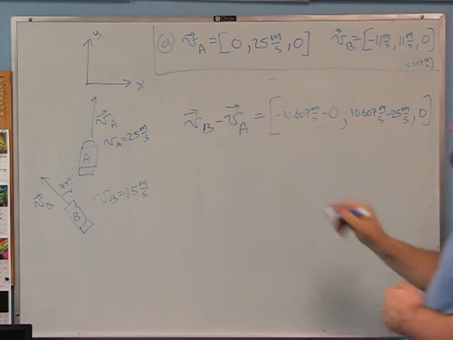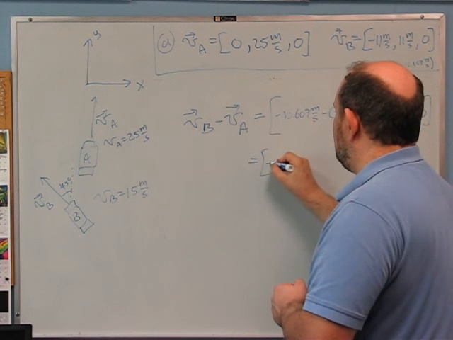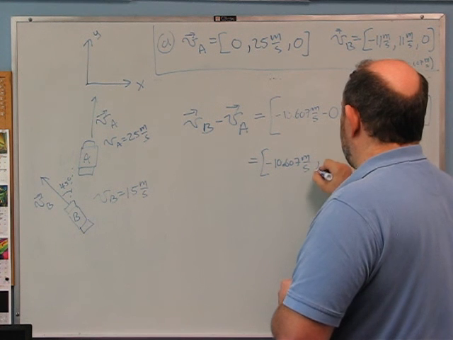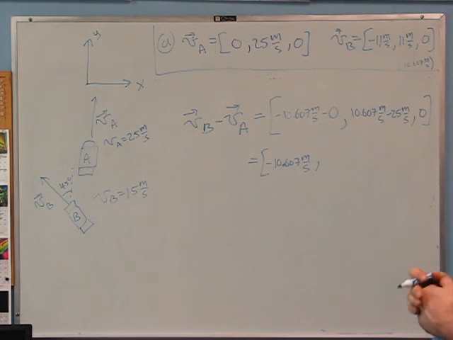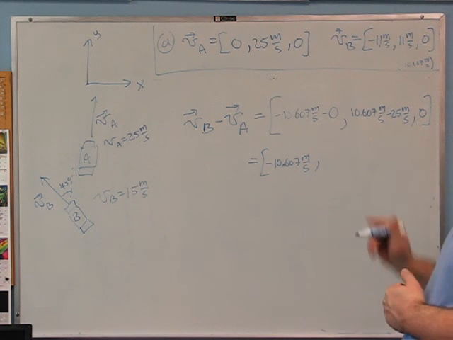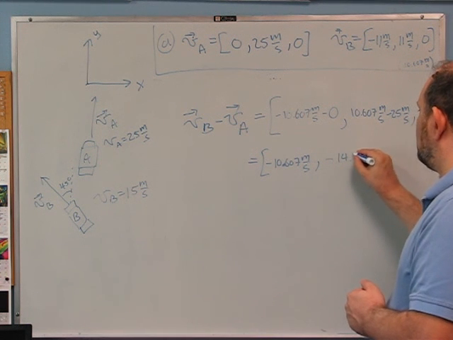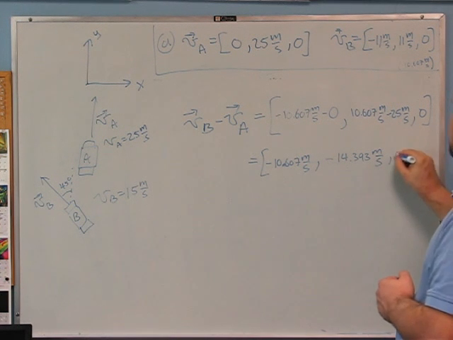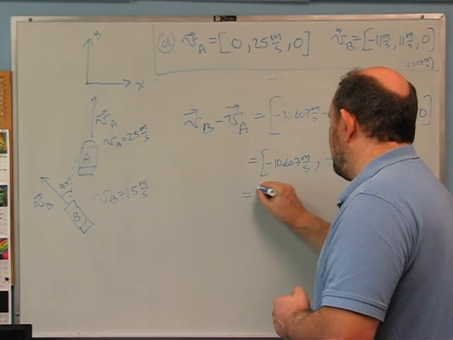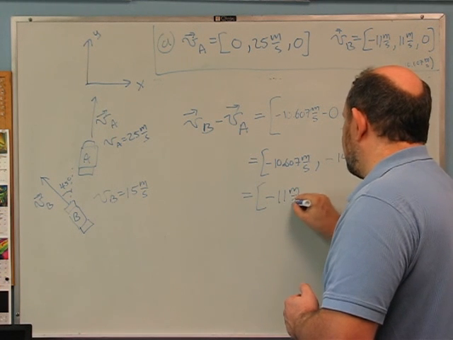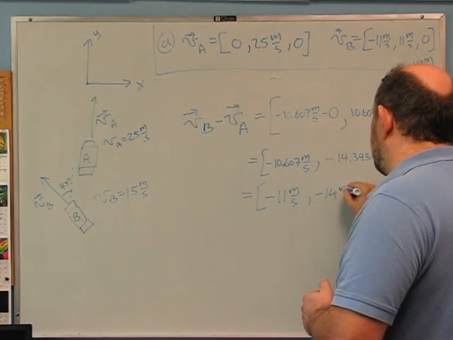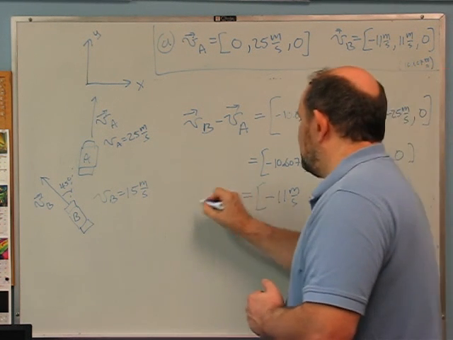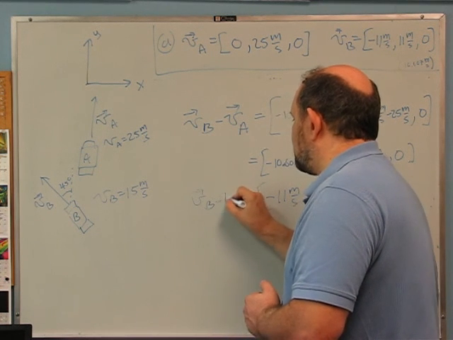So that's the relative velocity, so I can calculate this out. This first one is easy, minus 10.607, I'm still keeping the extra digits, meters per second, comma, 10.607 minus 25 is going to give us minus 14.393 meters per second, comma, 0, or if I write it to the right number of significant figures, it's minus 11 meters per second, comma, minus 14 meters per second, comma, 0. That should be a second there. So that is the relative velocity of car B relative to car A.